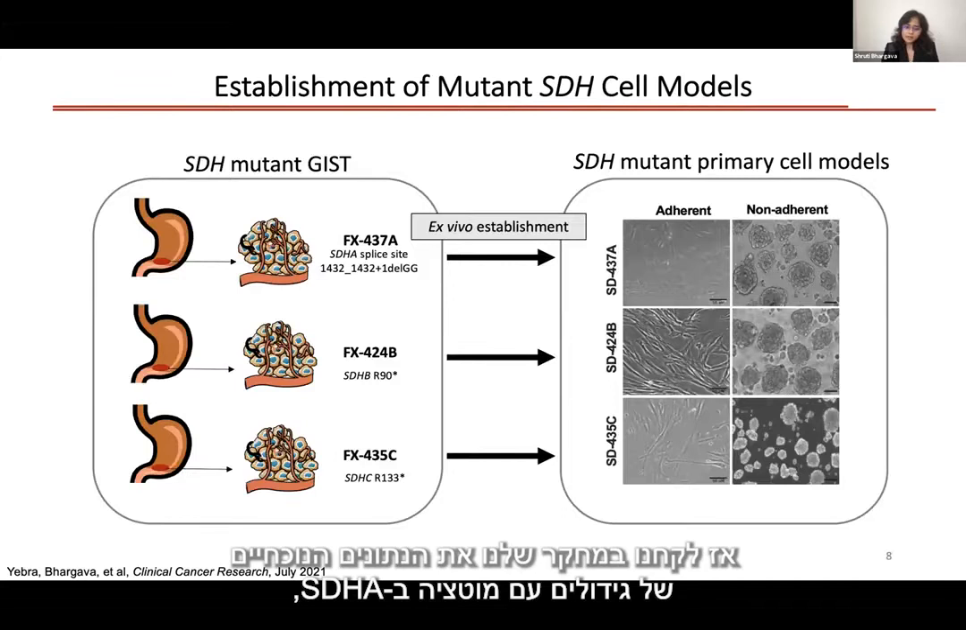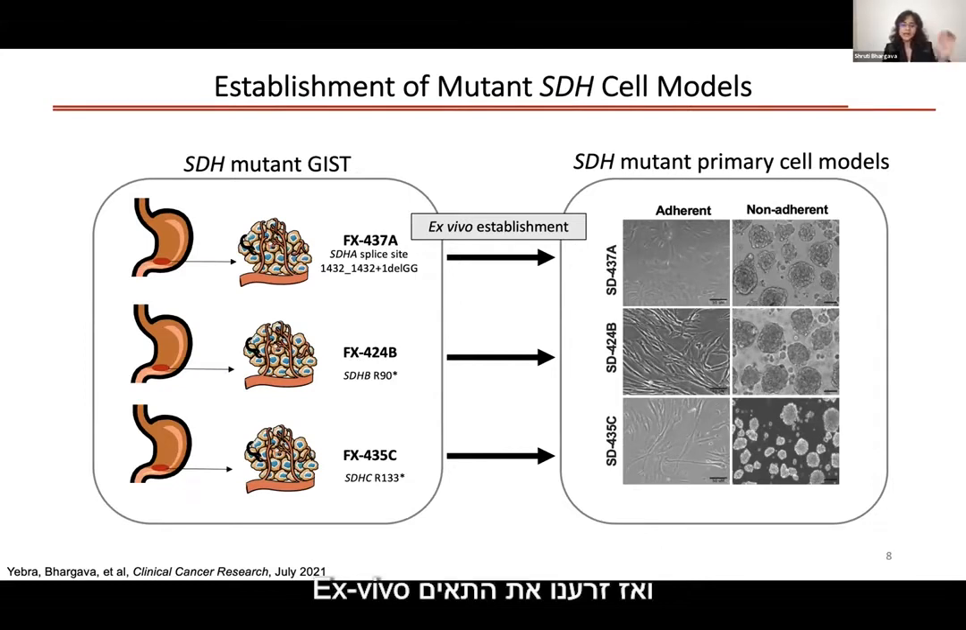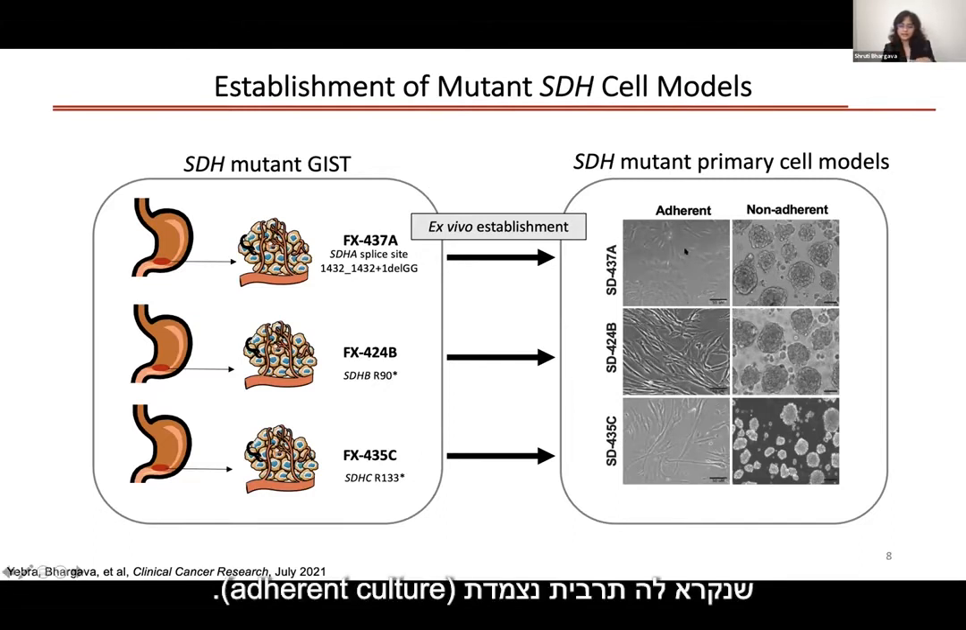So in our research, we had taken representative tumors from an SDHA mutated tumor, an SDHB mutated tumor, and an SDHC mutated tumor. Then we established the cells ex vivo in a tumor dish, where they can grow both as a 2D layer, which is now termed adherent culture, and in a floating condition, which is now termed non-adherent condition.